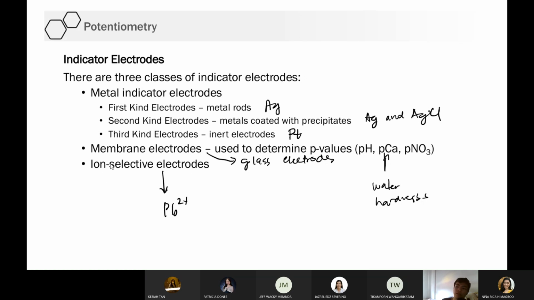I had the chance to talk with her about her thesis, and she told me that her thesis was she created an ion selective electrode which can measure the amount of lead in the air. Okay, take note, in the air, not in the solution. So that is a very technical thesis, but yeah, she was able to do that.